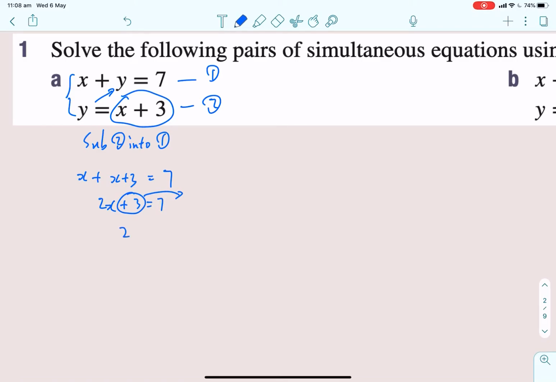So 2x as it is, we didn't touch it, and 7 as it is. But when 3 moves to the other side, it becomes the opposite operation. We've got a plus here, when we move it to the other side, it becomes minus. So 2x equals 4. You can guess, 2 times what equals 4? 2. Yeah. Or you can do reverse operation. The opposite operation of times 2 is divided by 2. So 4 divided by 2 is 2.